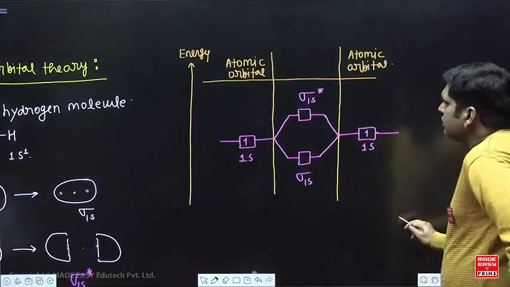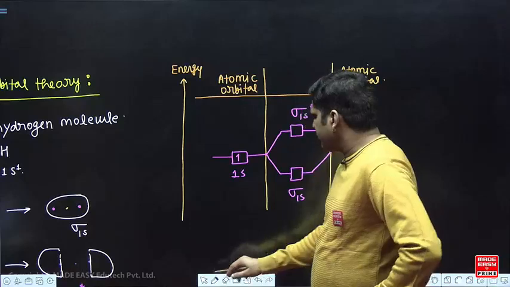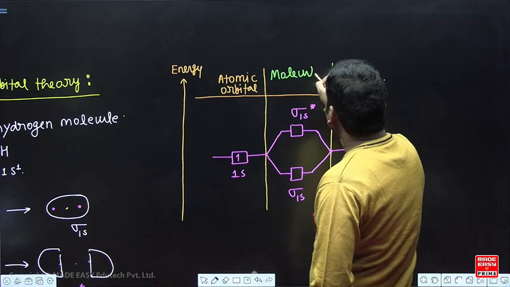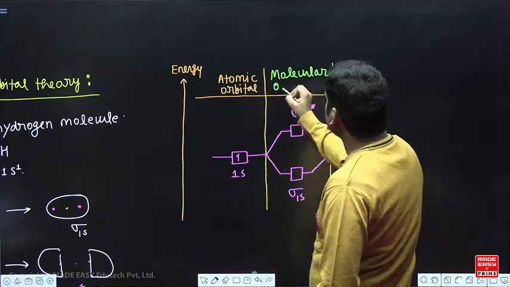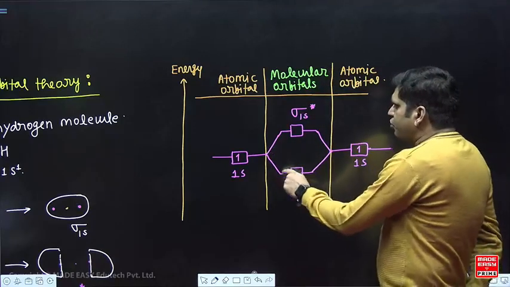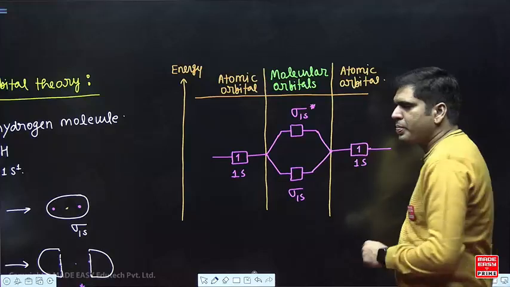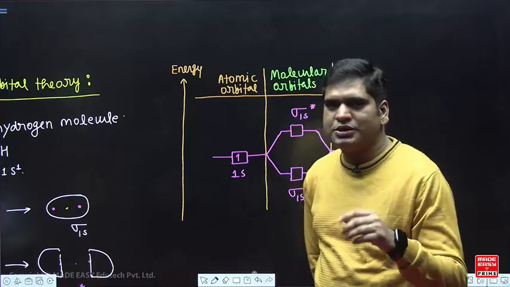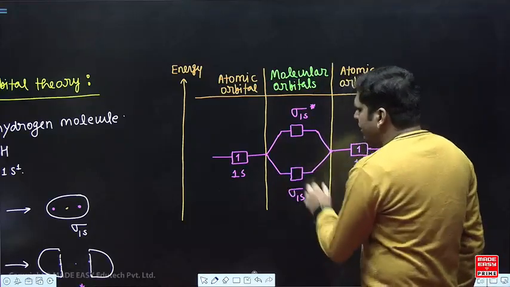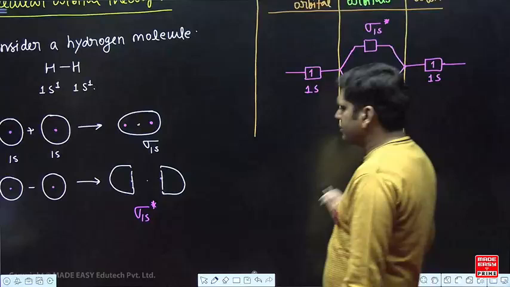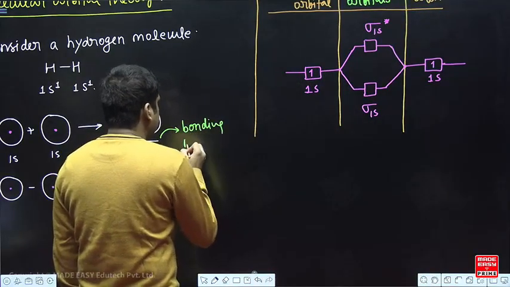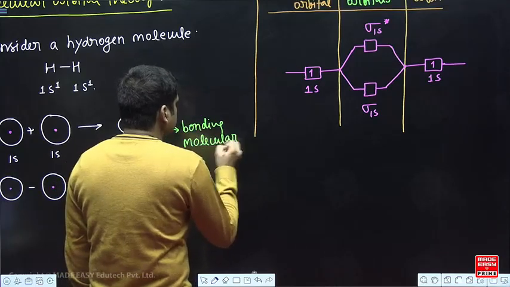Now my dear friend, you see, when two atomic orbitals come closer to each other, two molecular orbitals are formed. One is sigma 1s and another is sigma star 1s. The first molecular orbital is trying to decrease the energy of the individual atoms. If energy is decreasing, stability will increase. Stability will increase, it means bonding will happen. So this molecular orbital is trying to make the bond, because it is trying to decrease the energy. So it is known as bonding molecular orbital.